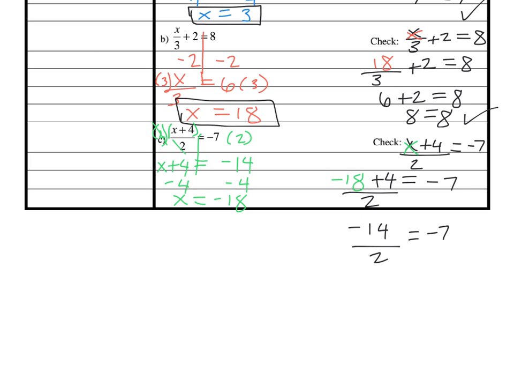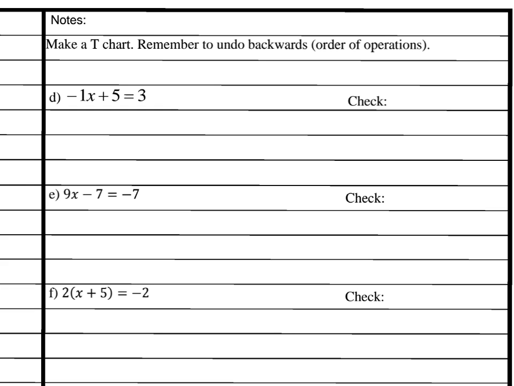And negative 14 divided by 2 is negative 7. So negative 7 equals negative 7. So our answer of x equals negative 18 is correct. Make a t-chart. Remember to undo backwards the order of operations.